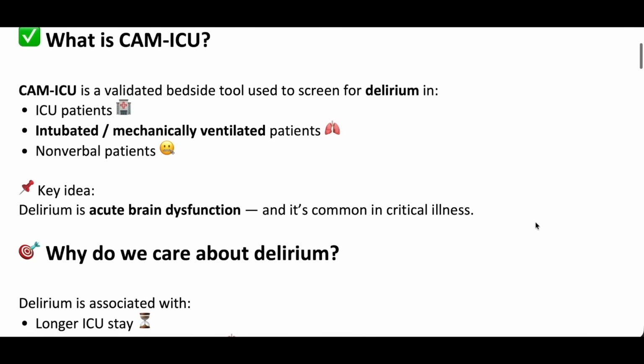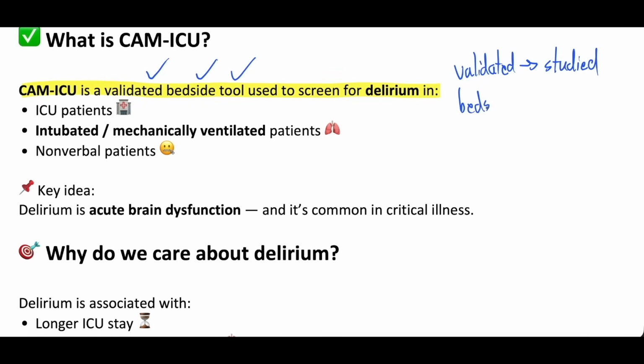So what is CAM ICU? Well, CAM ICU is a validated bedside tool used to screen for delirium. We want to tease that out a little bit more. So it's a validated bedside tool. Validated means that it's been studied, right? This isn't something someone just willy-nilly made up. It's been studied and has been shown to be a tool that does what we think it does, which is screening for delirium. It's a bedside tool. This isn't something you could do from the computer, just looking at labs. You've got to go to the bedside and actually do this with the patient.